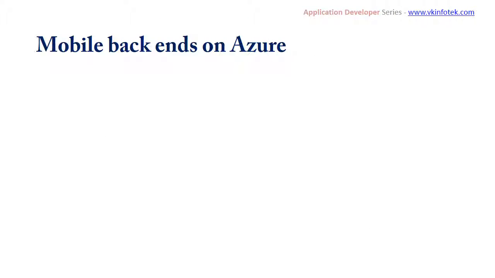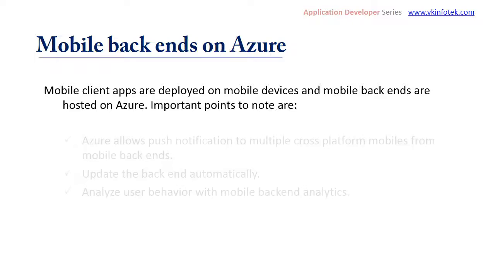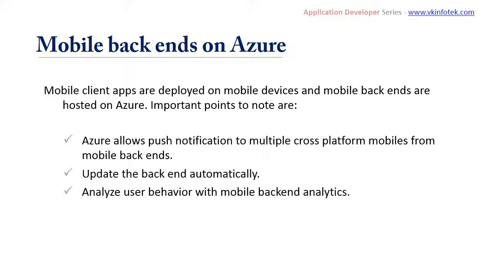The next one is mobile backend applications. Mobile client apps are deployed on mobile devices and mobile backends are hosted on Azure. Important points to note for mobile backends are: Azure allows push notifications to multiple cross-platform mobiles from mobile backends, updates the backend automatically, analyze user behavior with mobile backend analytics. These are some of the things you can do with mobile backends on Azure.